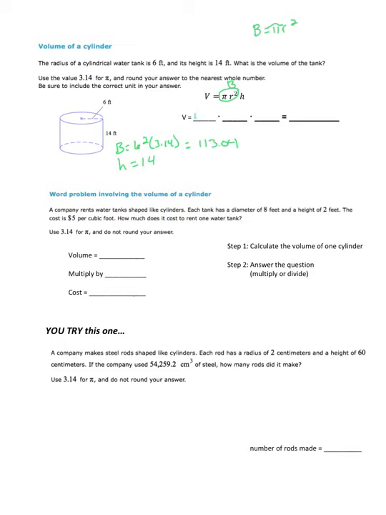So you have 113. Oh, I see what they did. Sorry. Volume equals 3.14 times 6 squared times 14. I'm filling in the blanks. Already did the math. Equals 1582.56. It says round to the nearest whole number. 1583 feet cubed.